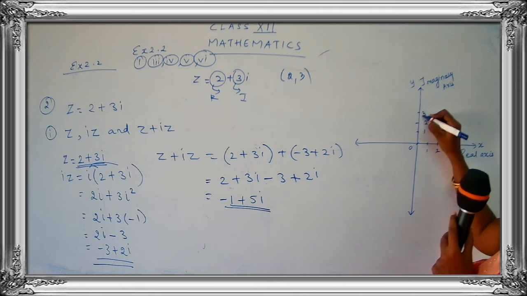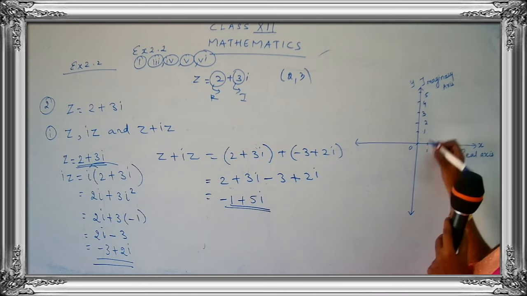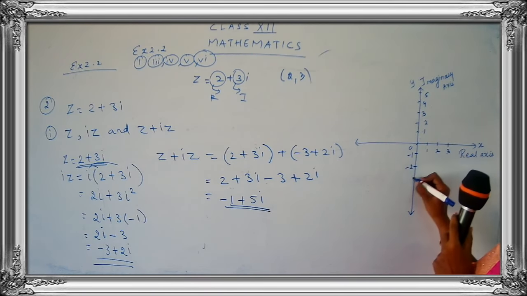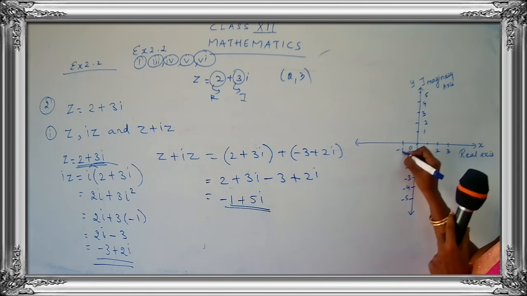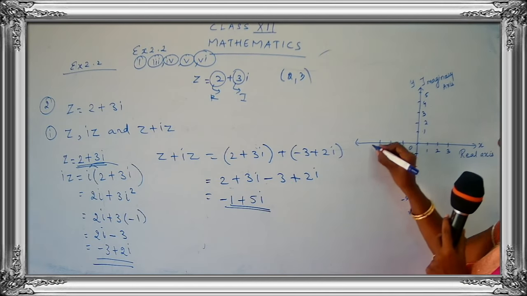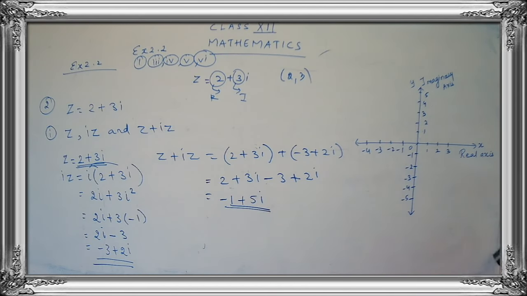1, 2, 3, 4, 5, minus 1, minus 2, minus 3, minus 4, minus 5, minus 1, minus 2, minus 3, minus 4. Clear? Just go on plotting the values.